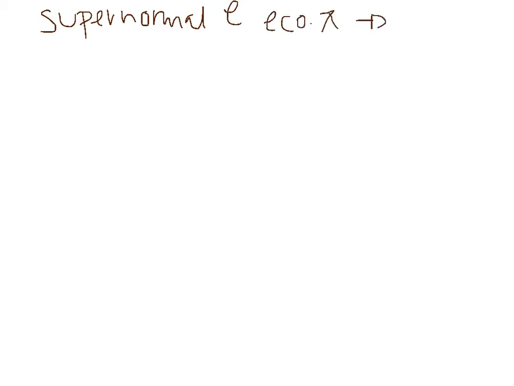Okay, how do we go from a situation of supernormal economic profit to zero economic profit, from the short run to the long run in perfect competition? So this is what we're trying to explain. First, you have your two graphs. You have your graph for the market or the industry and your graph for the firm.